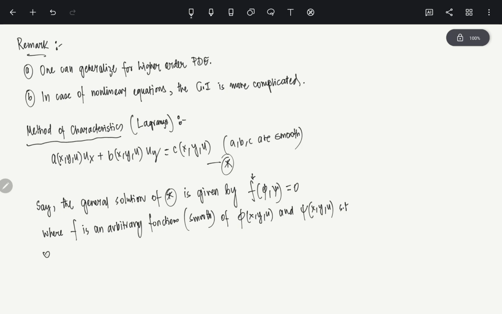Phi of x, y, z, basically this is a constant c1 and psi is another constant c2. So basically if you look at this particular phi and psi, on the solution curves, constants are solution curves of the characteristic equations.